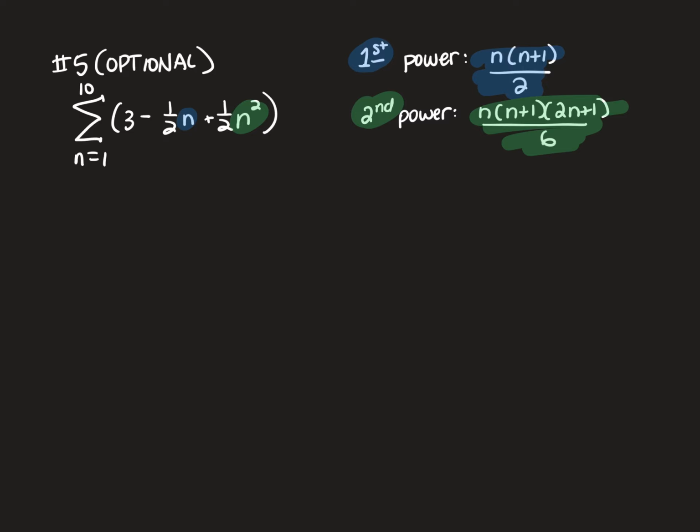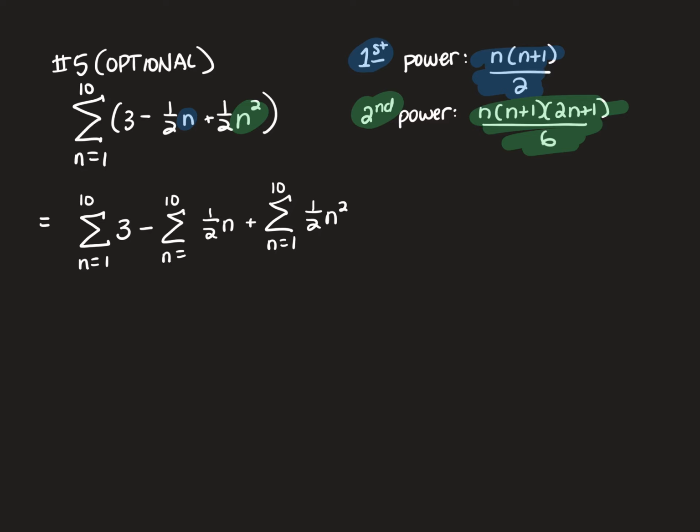But the first thing I want to do is rewrite this so that I've got the three different sums separated. Okay, so to rewrite this, I can write it as the sum from n equals 1 to 10 of just 3 minus the sum from n equals 1 to 10 of 1/2 n plus the sum from n equals 1 to 10 of 1/2 n squared. Now I'm going to do one more thing and then we'll apply our formulas.